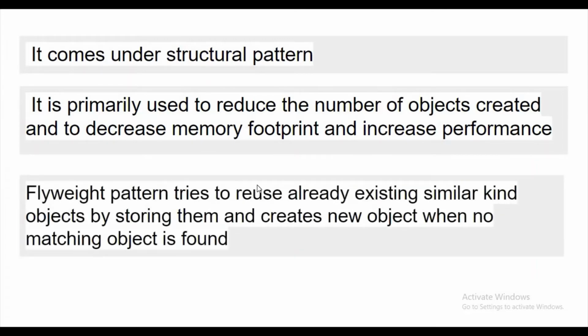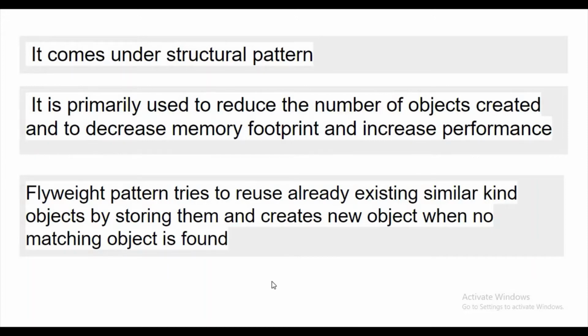It tries to reuse already existing similar kinds of objects by storing them, and creates new objects when no matching object is found. Guys, please remember this statement carefully because the whole implementation of the flyweight design pattern depends on this statement. I am repeating it again: the flyweight design pattern tries to reuse already existing similar objects by storing them, and it creates a new object when no matching object is found.